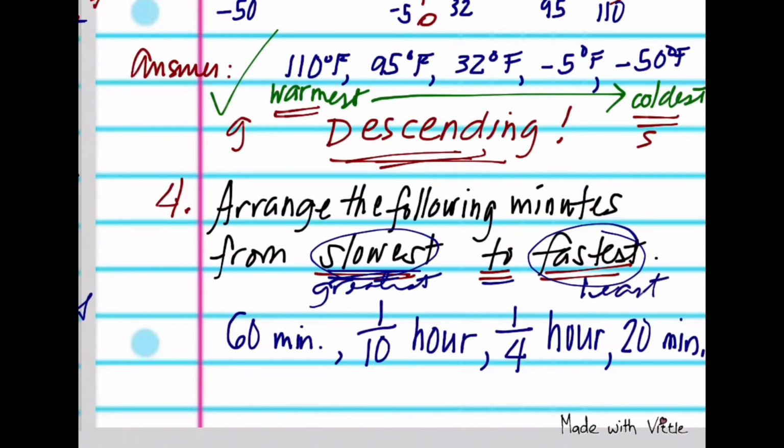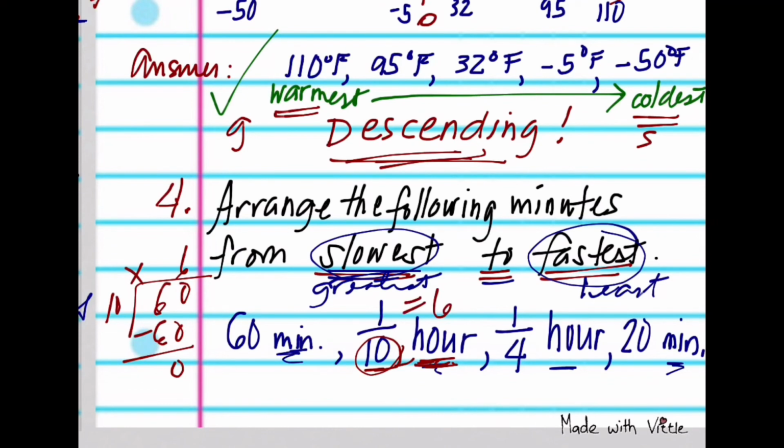Okay? So looking at our numbers, there are some in hours and there are some that are already in minutes. So how do we convert this 1/10 of an hour? We know that in 1 hour we have 60 minutes. So if we divide the 60 minutes by 10, we're going to get 1/10 of an hour. So 60 divided by 10 is 6, right? So that means this 1/10 of an hour is equivalent to 6 minutes.